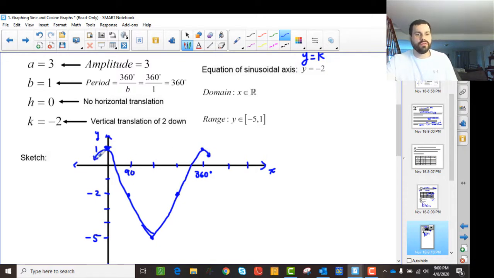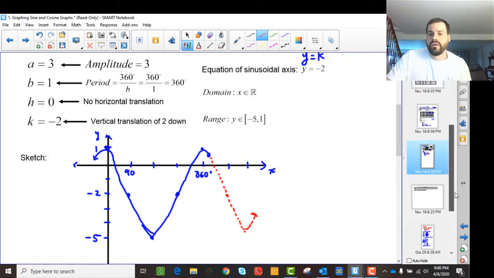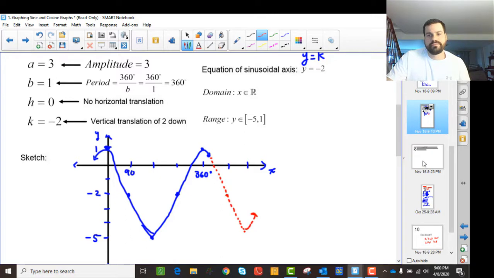And it would continue. And it's good to know that. In other words, the pattern you'll notice is it's going from 1 to minus 2 to minus 5 to minus 2 to 1. So the next point is going to be at minus 2. And then the next point would be at minus 5 if you wanted to continue your graph. So it's going to keep going down like this. You don't have to, but it's good to know that that's what it would do. All right. So that's the idea.